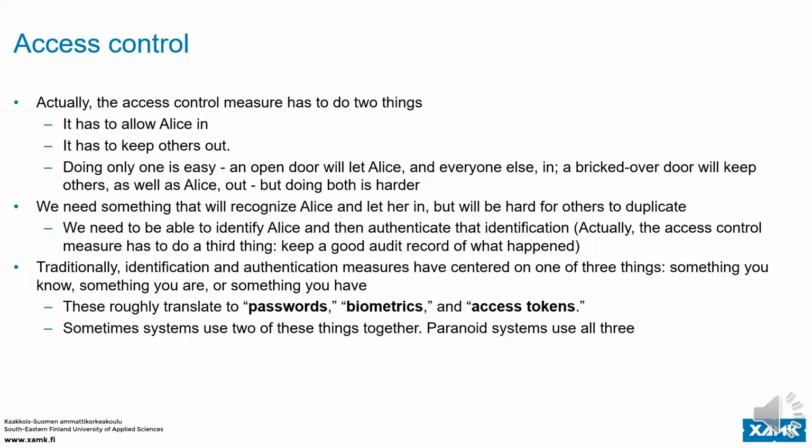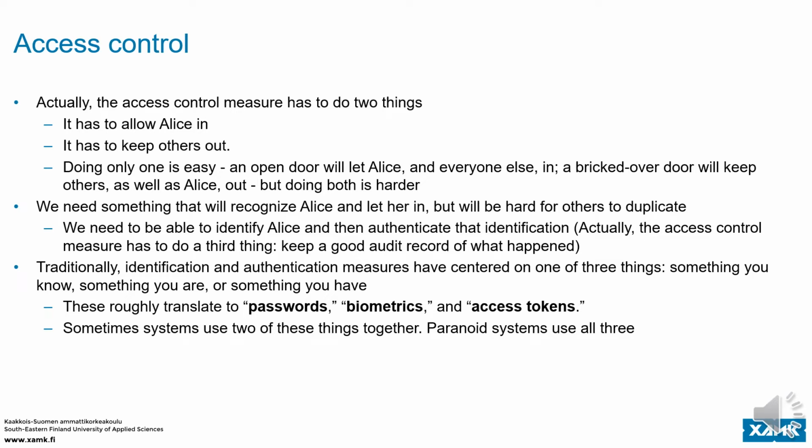Actually, the access control measure has to do two things. It has to allow Alice in and it has to keep others out. Doing only one is easy. An open door will let Alice and everyone else in. A bricked over door will keep others as well as Alice out, but doing both at the same time is harder. We need something that will recognize Alice and let her in, but will be hard for others to duplicate. We need to be able to identify Alice and then authenticate that identification. Actually, the access control measure has to do a third thing, keep a good audit record of what happened, but this is not important right now.